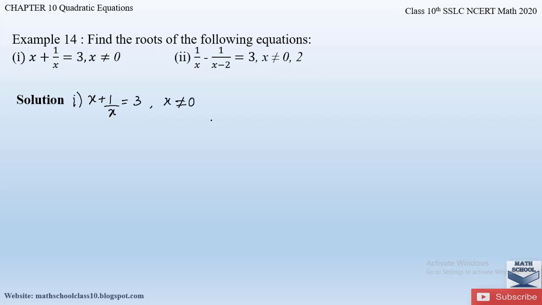not equal to 0. So why have they given us x is not equal to 0? If x is equal to 0, then 0 plus 1 by 0 is again 0, and then 0 plus 0 will be equal to 3. We won't be having any variable so that we can find out the roots for the equation. That's why they have mentioned here that x is not equal to 0.